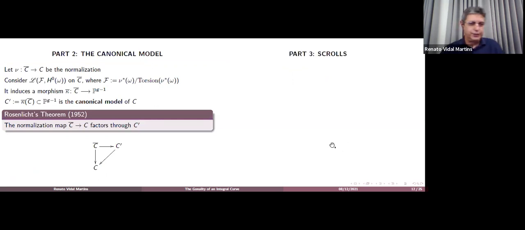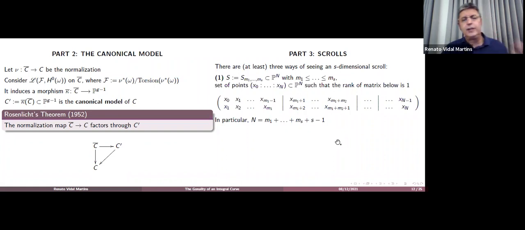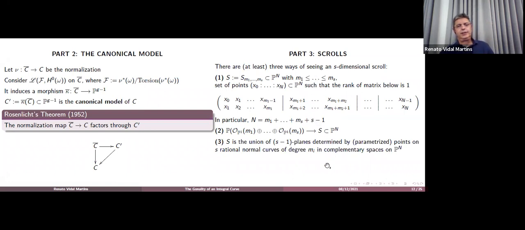So part 3, don't know if you still remember, we are in part 3 addressing scrolls in the singular case. Just to recap, there are at least 3 ways of seeing an s-dimensional scroll, and you likely know that. One is the set of points such that the rank of the matrix below is 1. Another one is the image of a projective bundle, where m_1, m_2 are the parameters of the scroll. And the third way is that S is the union of (s-1)-planes determined by parametrized points on s rational normal curves of degree m_i in complementary spaces in P^n.